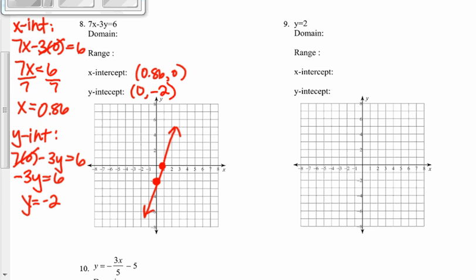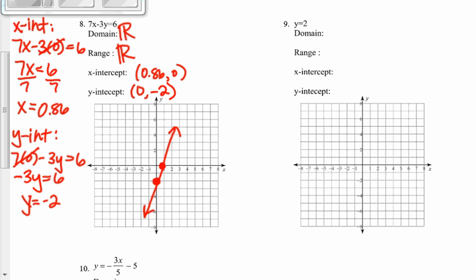Domain and range. Domain, how far to the left and right does this graph go? It's going to go forever to the left and right. So we use all real numbers. And you can write that out if you want to, if you don't like that symbol. I'm lazy, so I'm going to use the symbol. And then the range, how far up and down. This graph is going to go forever up, forever down, all real numbers. And there we have our graph of number 8.